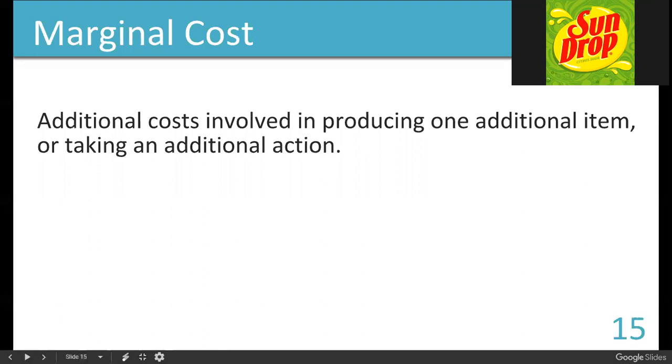in economics, we look at marginal cost, which is your extra cost. What's your extra cost to do something else? And we're going to compare that to what's on the next slide, your extra benefit. Your marginal benefit. What is your extra cost for producing an extra item, for taking an extra action, for doing an extra thing?